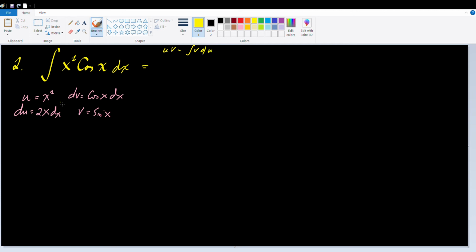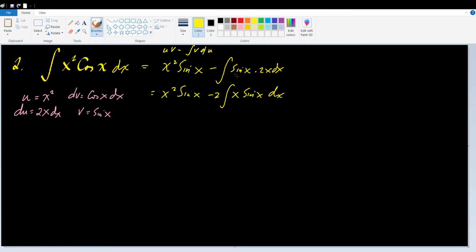Our u is x squared, and v is sine of x. Then minus the integral of v is sine x, and then du is 2x dx. Let us write that as negative 2 integral of x sine x dx. So I'm just rearranging the terms in the integral.